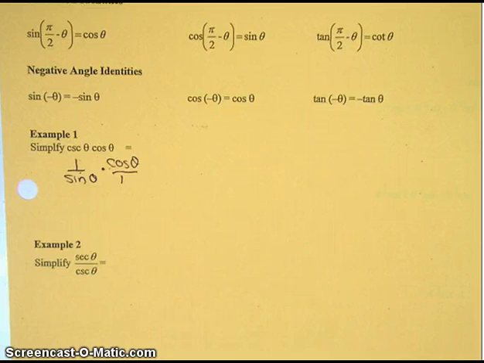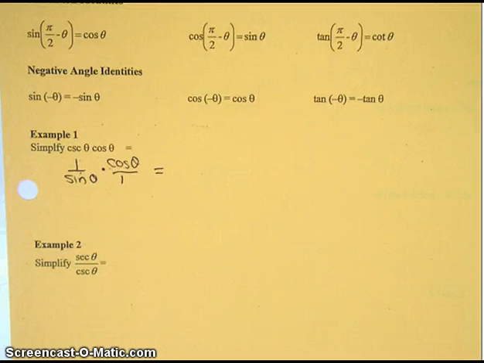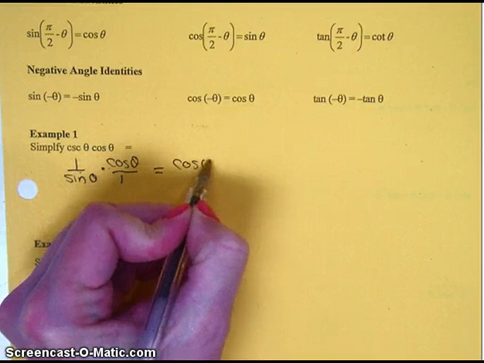Okay, now you guys just did some problems on multiplying fractions, right? So does anybody know how to multiply these two fractions together? Multiply across, so tell me what you'll get. Raise your hand, please. Brianna, what will you get? Cosine theta over sine theta.